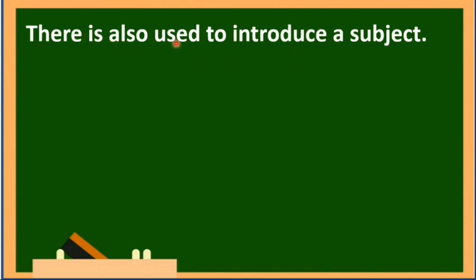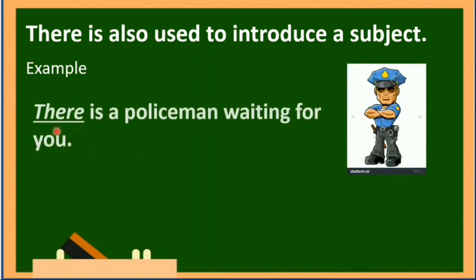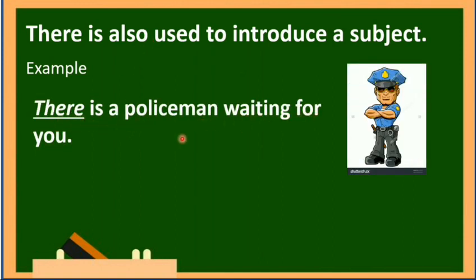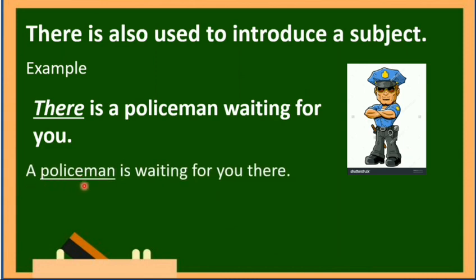There is also used to introduce a subject. Example, there is a policeman waiting for you. Here in this sentence, our subject is policeman. This policeman is introduced by this word there is. To check if this is really correct, we need to rewrite the sentence in normal order like this. A policeman is waiting for you there.